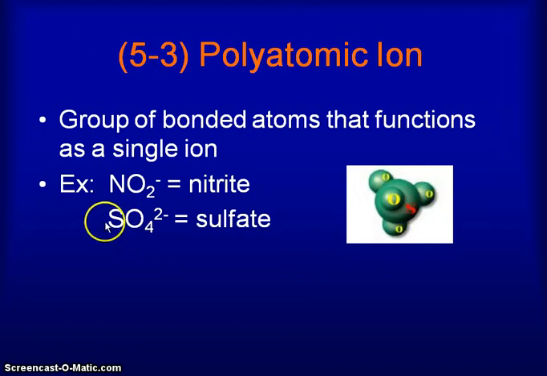This one here, sulfate, S with 4 oxygens attached to that sulfur. And together they all have a -2 charge. So they would behave just like they were part of the oxygen family. That whole group has a -2 charge to them. And that is the sulfate ion.